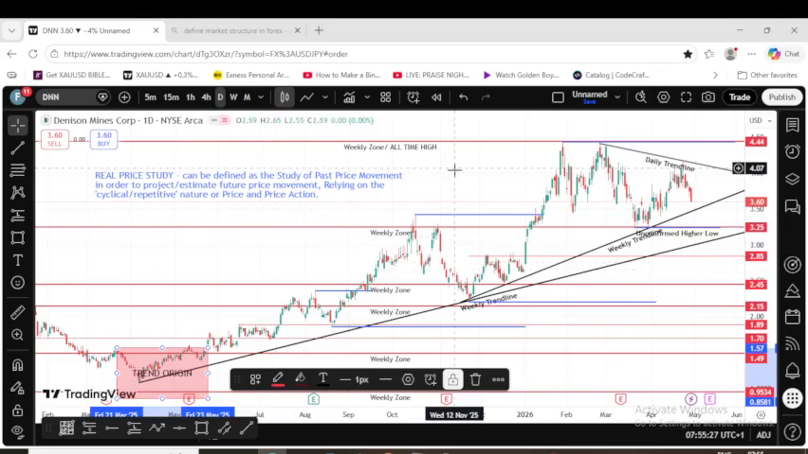So today we're going to be doing what we might call real price study, which I have defined here. Real price study can be defined as a study of past price movement in order to project or estimate future price movements, relying on the cyclical or repetitive nature of price and price action. So what does that mean? Let me give a brief description.